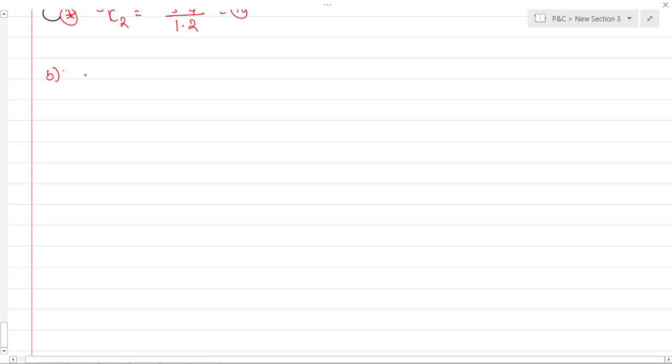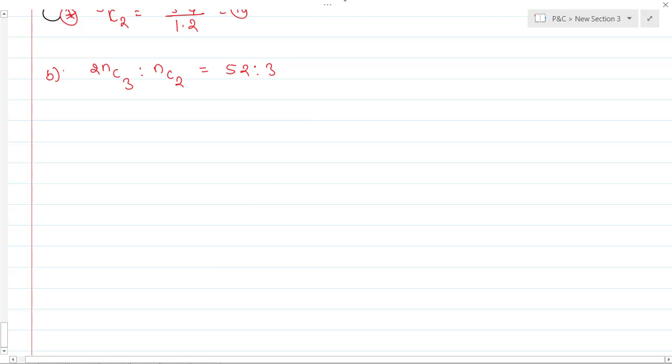Question number B is 2nC3 is to nC2 equal to 52 is to 3. Okay, so this type of question we have already seen while we were in the permutation part. The same concept is applicable here.